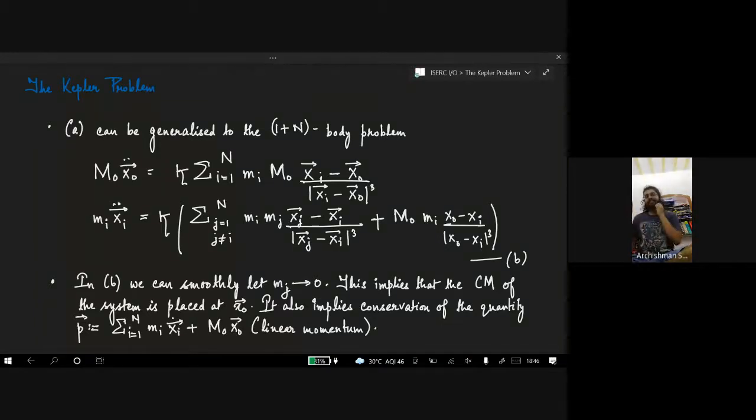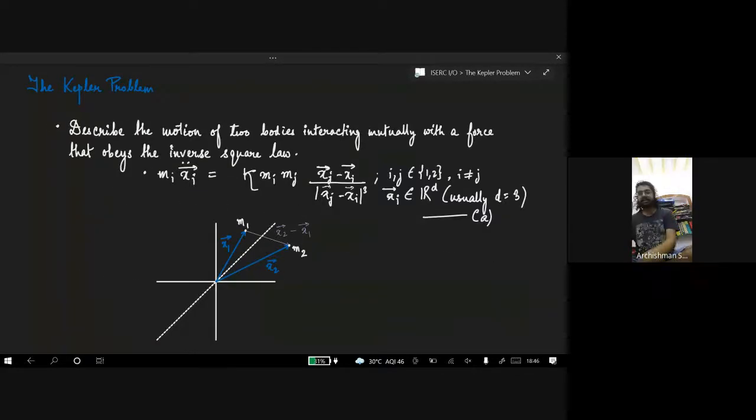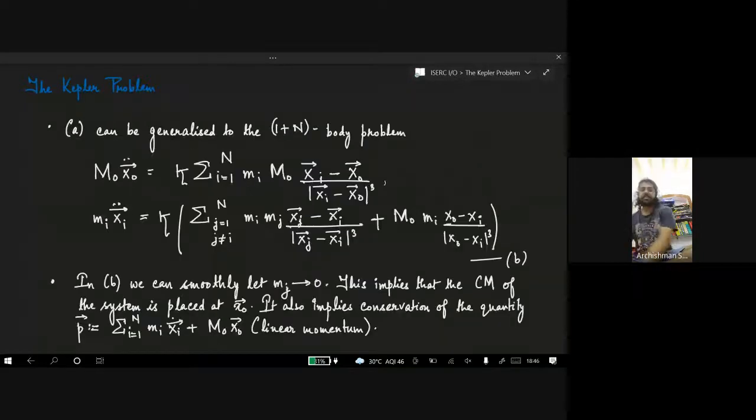And then you can write this as a system of differential equations, where we assume that capital M0 is the mass of the sun and Mi represents the masses of the other n bodies. All of these equations are derived from the previous equation, the fundamental equation describing the motion of two bodies interacting mutually with a force that obeys the inverse square law.